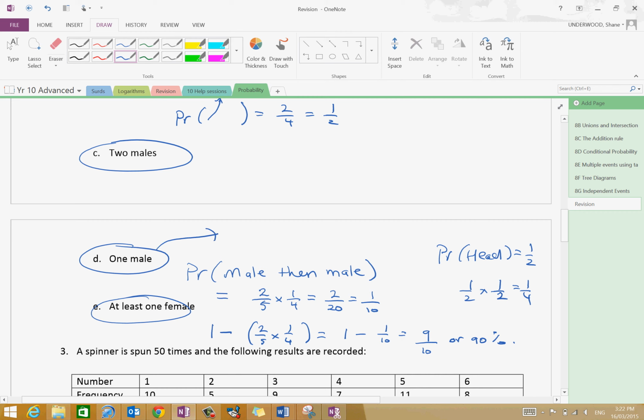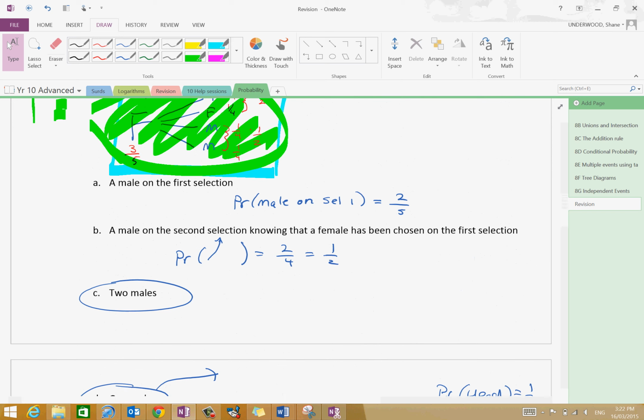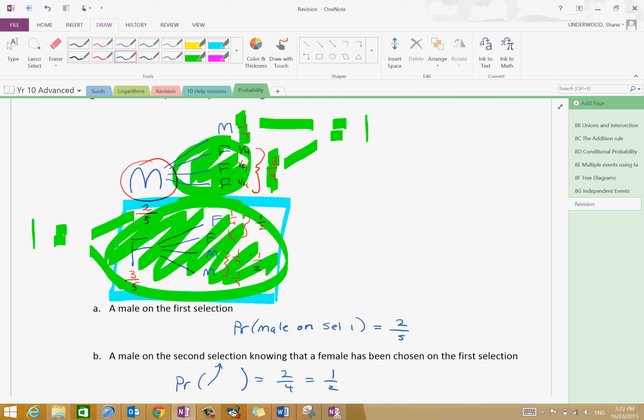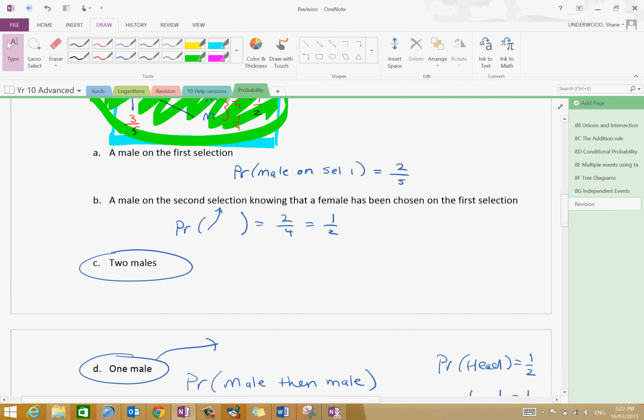And 1 male. What was 1 male? Thank you. 1 male was... this is where it gets a bit tricky. How many ways are there to get 1 male? We can look at it like this.